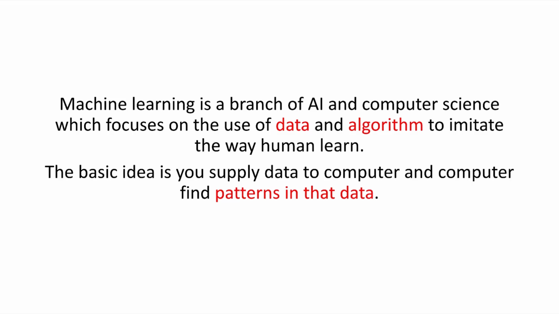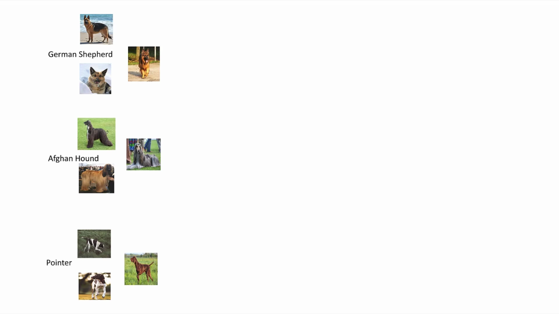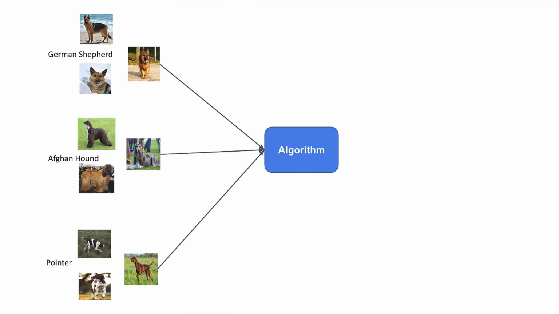So let's understand machine learning with the help of a simple example. So suppose that we want to train a machine learning model to recognize different breeds of dogs. Like we want to recognize German Shepherd, Afghan Hound and Pointer. So to train a machine learning model which can recognize these three breeds, we are going to collect the images of these dogs. And this process is called data collection. So after collecting a few images of German Shepherd, Afghan Hound and Pointer, we are going to pass these images to our machine learning algorithm.